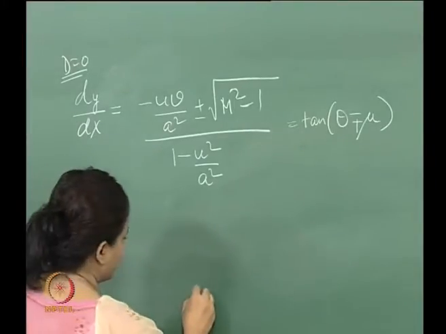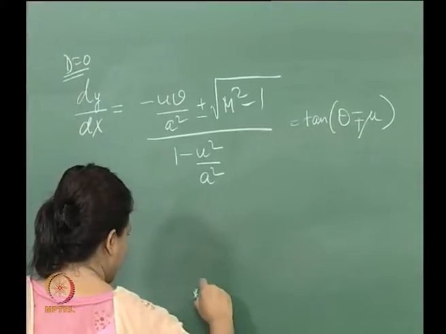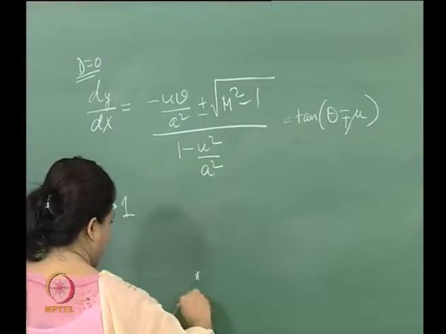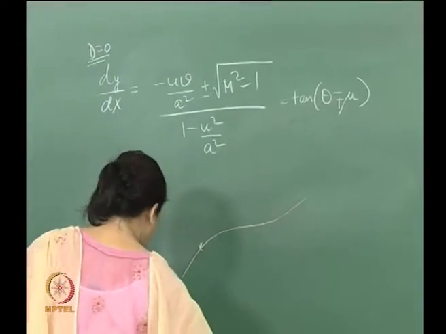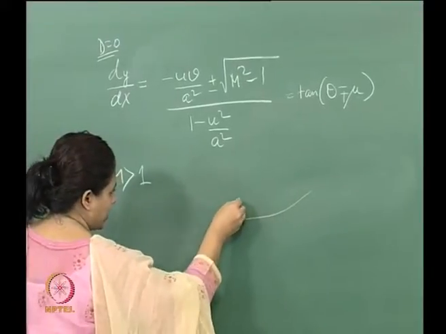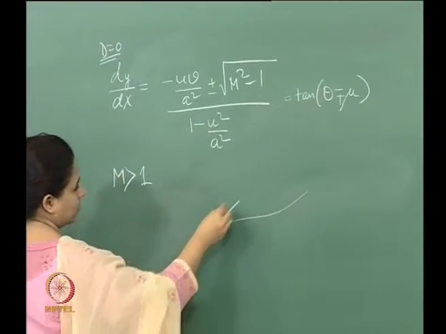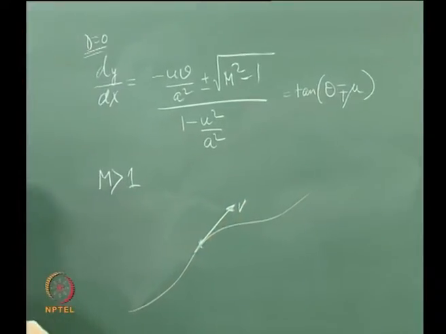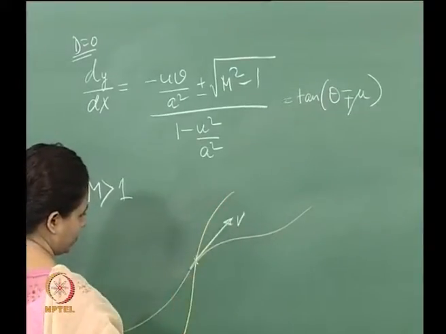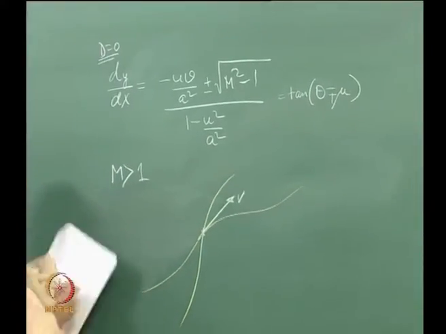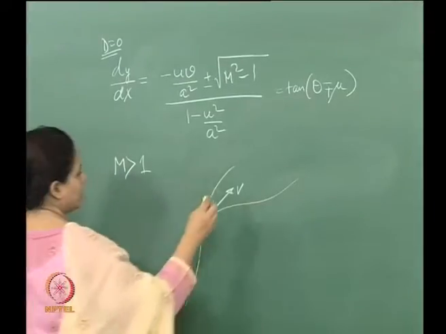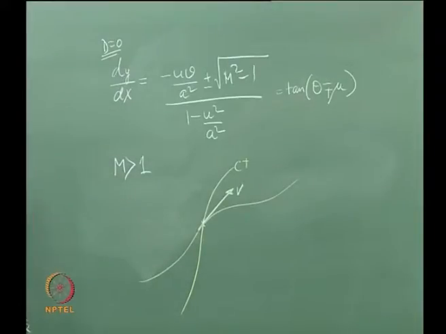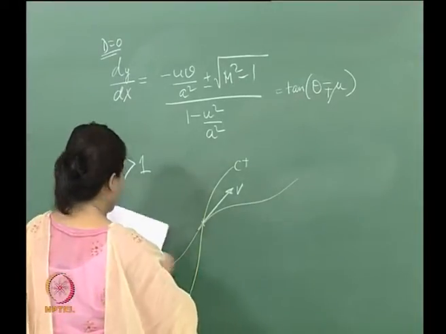So, at a particular point, say this is some sort of a streamline, my velocity vector here is this. This is my velocity vector. So, what I have over here could be any line, like that. Let us just say this is C plus, a right running characteristic, and we can have another one.